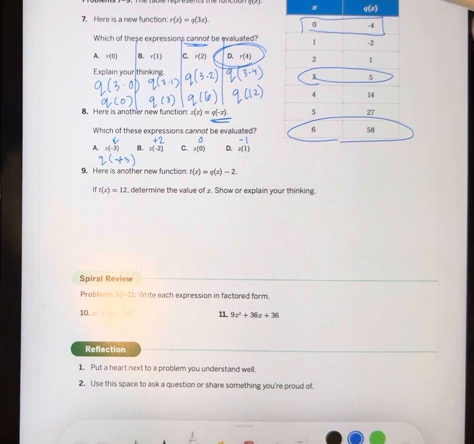And the big question is, what is not defined? So what can I not find? I can find q of 3. I can find q of 2. I can find q of 0. But I cannot find q of negative 1 because the chart doesn't give it to me. So again, that one is D.